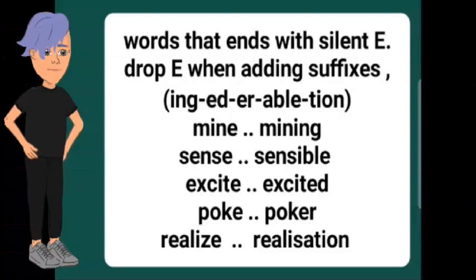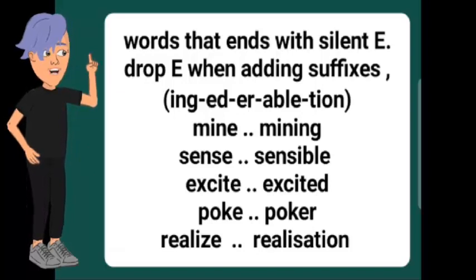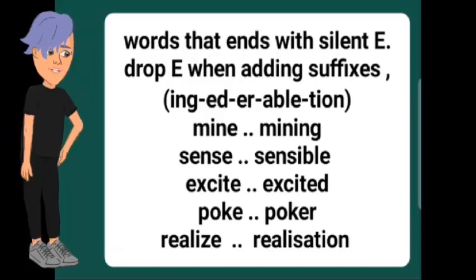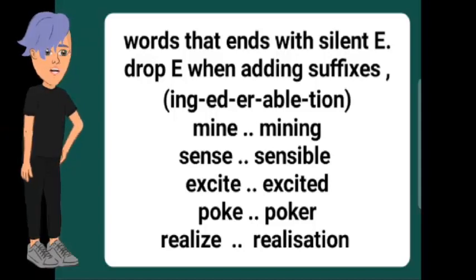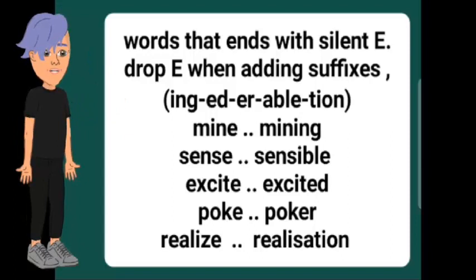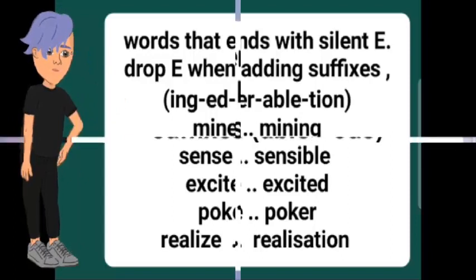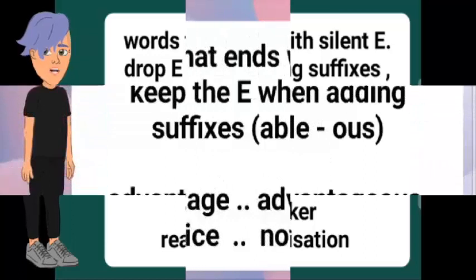Also good to remember for spelling is to drop the E at the end of a word when you're adding certain suffixes. Like mining, so you add the ing, you drop the E. Sense, sensible, you drop the E at the end of sense. Excite, you drop the E at the end of excite, excited. Poke, poker, you add the ER, so you drop the E from poke. Realize, realization, so you drop the E from realize. That's also a good tip to remember, because it helps with the spelling.